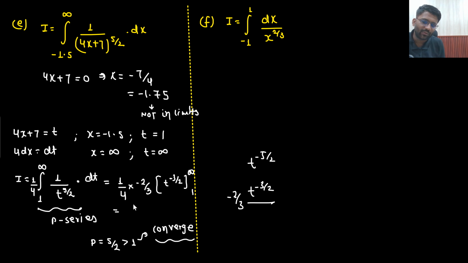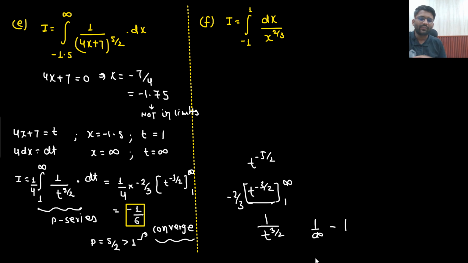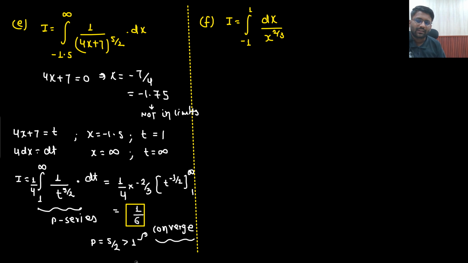So the answer would come out to be minus 1 by 6. Because if you put the limit here, from 1 to infinity, this is 1 by t to the power 3 by 2. If you put infinity here, 1 by infinity is 0, and then minus 1. So inside this, it will give you minus 1. Sorry guys, the answer will be plus 1 by 6. So yes, it is converging. The answer will be plus 1 by 6.